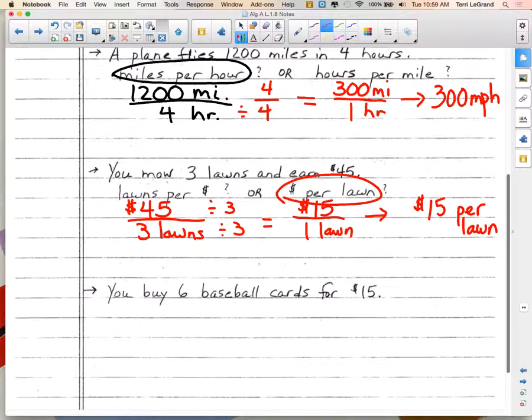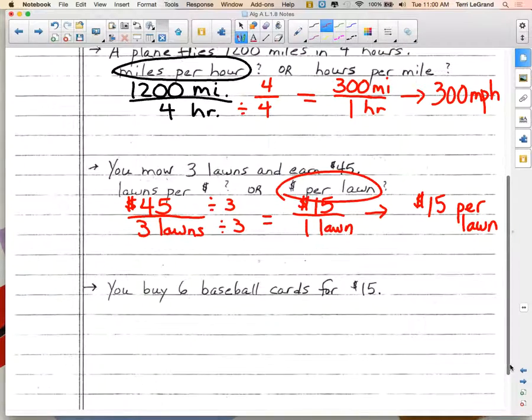Blake, do you get paid more than that? I hope so, yeah. $35 per lawn? So, whew. Do you need any helpers?